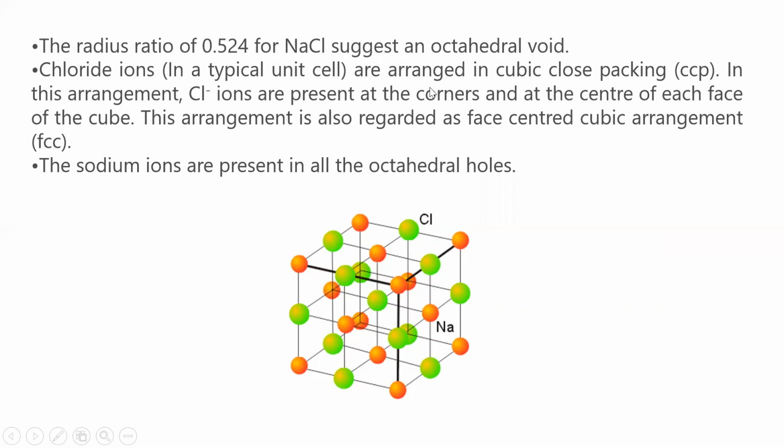So in NaCl, the radius ratio of sodium to chlorine ion is 0.524, which suggests an octahedral void. And chloride ions in a typical unit cell are arranged in cubic close packing. Cubic close packing means FCC. So all the chloride ions will be occupying the corners as well as the face centers. Chlorine ions are present at the corners and at the center of each face of the cube. This arrangement is also regarded as face-centered cubic arrangement, and sodium ions are present in all the octahedral holes.